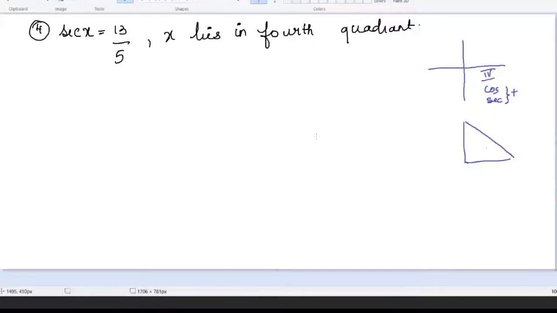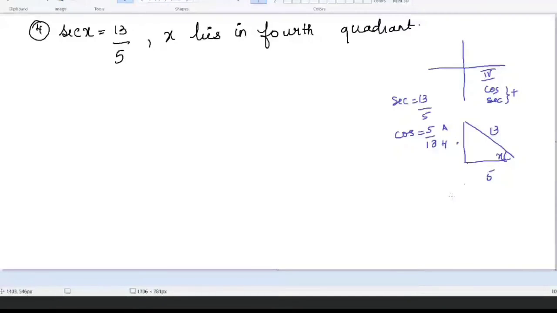So here they have given us secant 13 by 5. I don't know who is secant, so let me take cos. Cos is 5 by 13. So this is adjacent by hypotenuse. So this is x here. Adjacent is 5. This is 13. So what should be that side then?